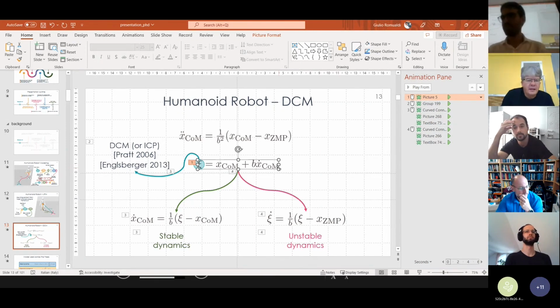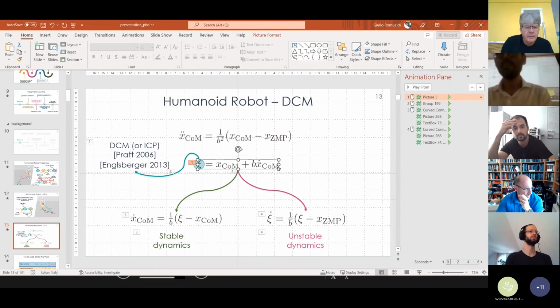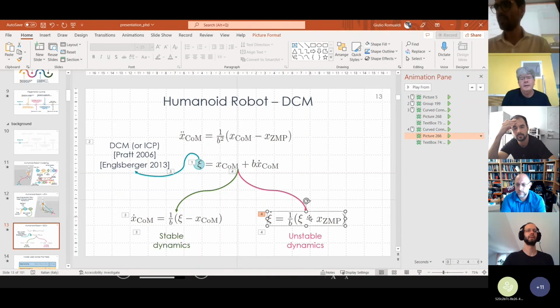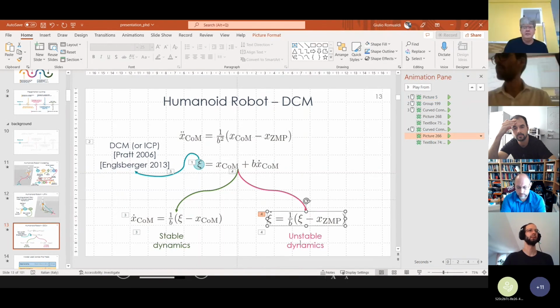Yeah, no, I'm just wondering, is there a typo in 3? Shouldn't it be DCM dot equals one over b times DCM minus center of pressure? This one, you mean? Yeah. Oh, okay, I guess 3 leads to 4. Oh, sorry, that's the stable dynamics. Duh.